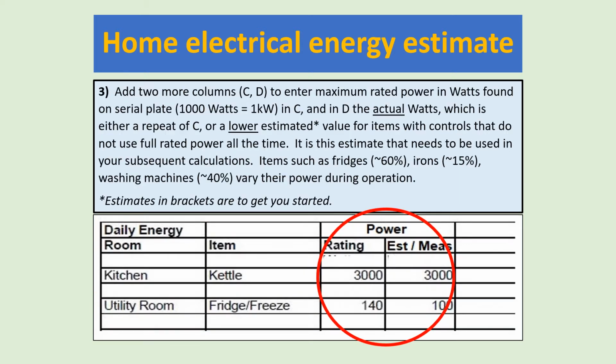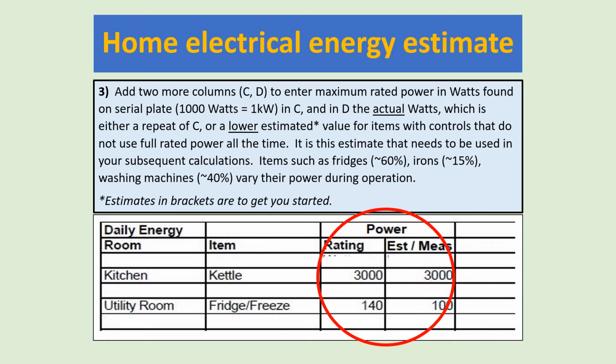Add two more columns, C and D. Enter the maximum rated power in watts found on the serial plate in column C, and in column D the actual watts, which could be a repeat of C, or more likely a lower estimated value for items with controls that do not use full rated power all the time. It is this estimate which is important and needs to be used in your subsequent calculations.